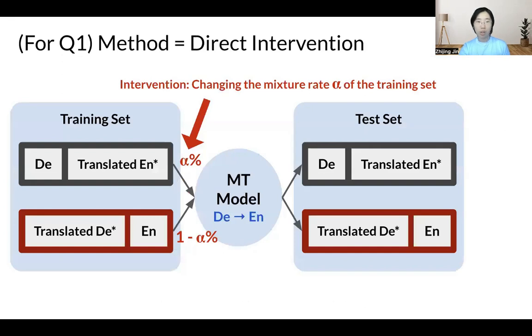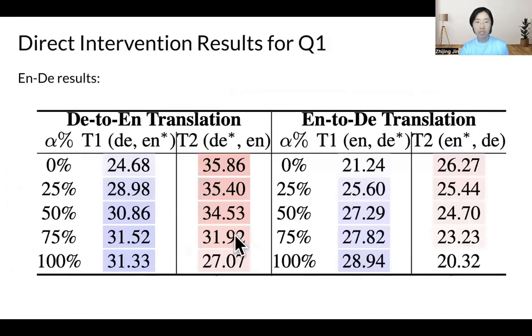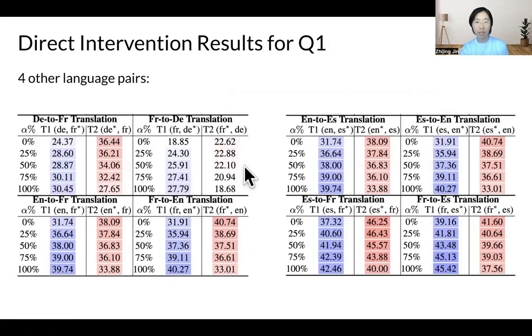So first, for question 1, where direct intervention is a valid causal method, we basically intervene on the train set alignment by fixing a training set size, such as 200, and then changing the portion of subset 1 and subset 2 by alpha. And then when we change these, we report results. When we fix a test set, then the more aligned the test set is with the training set in general, the higher the BLEU score is. This is the same trend for the other test set as well. We validated it on all 4 language pairs.